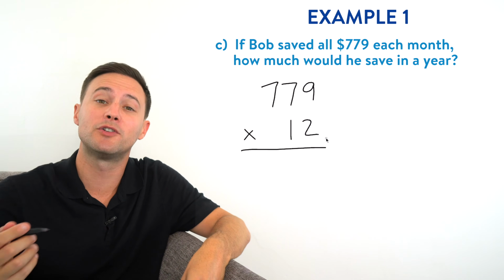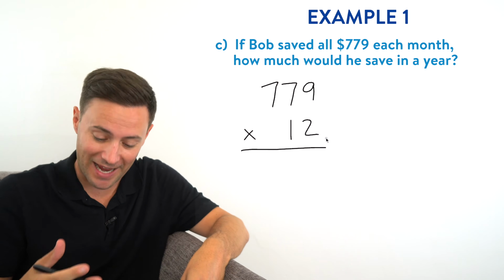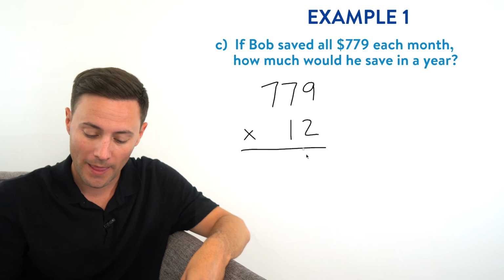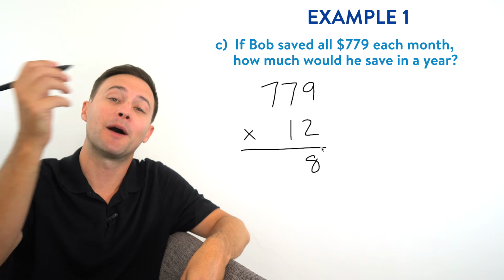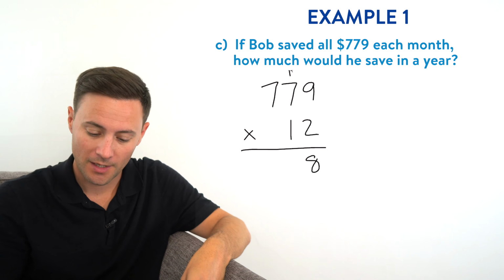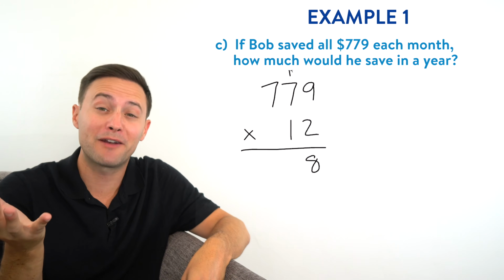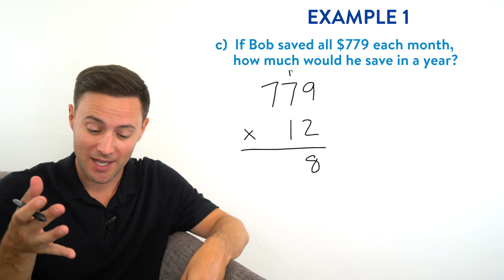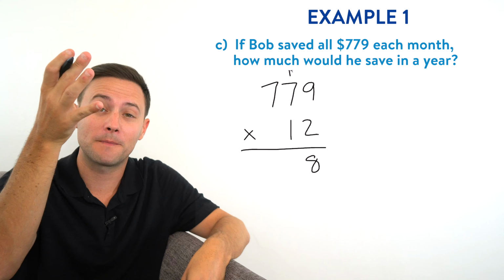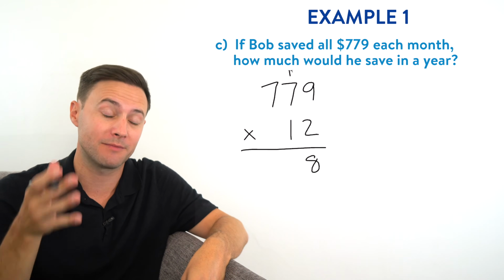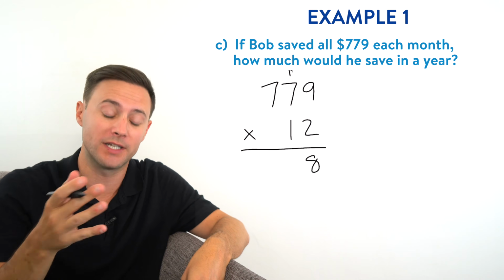So 9 times 2 gives me 18. I can't write 18 in that column. So just like before, I'm going to write the 8 and I'm going to carry a 1. But here's where it's different. You can kind of remember the order of operations. I've got the 1 up there that I need to add, but first I need to do my multiplication. Multiplication always comes before addition.